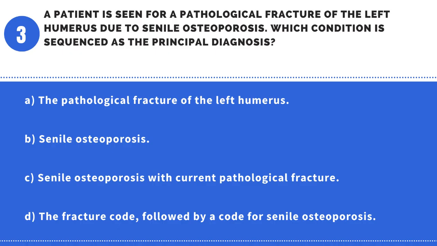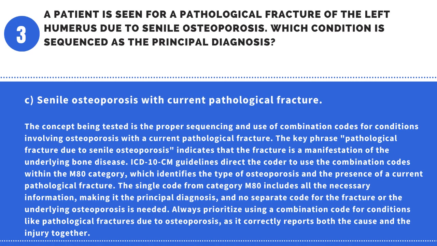Question 3. A patient is seen for a pathological fracture of the left humerus due to senile osteoporosis. Which condition is sequenced as the principal diagnosis? A. The pathological fracture of the left humerus. B. Senile osteoporosis. C. Senile osteoporosis with current pathological fracture. D. The fracture code, followed by a code for senile osteoporosis. Answer C. Senile osteoporosis with current pathological fracture.